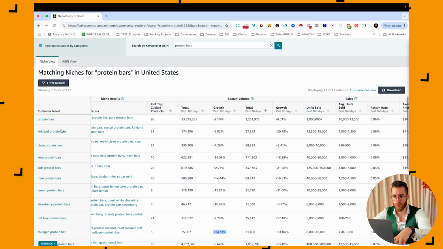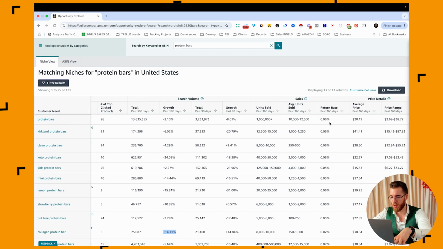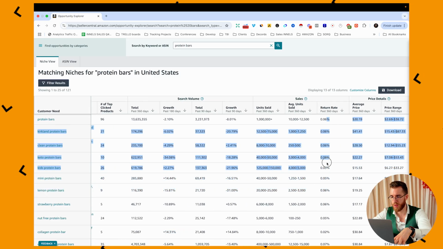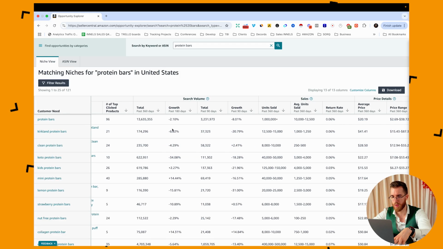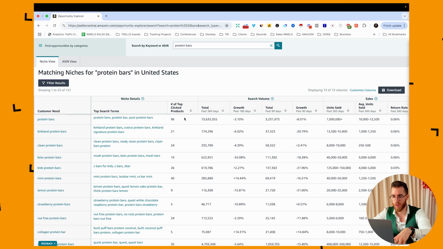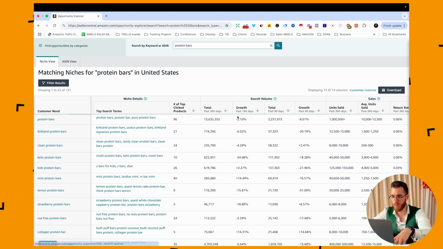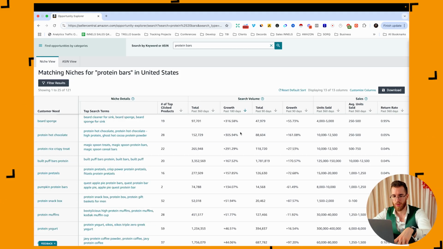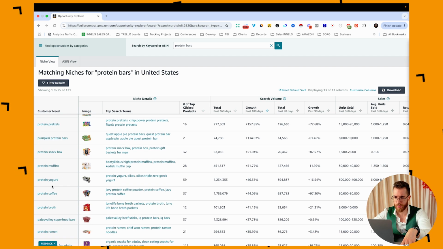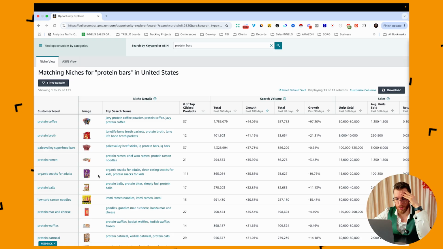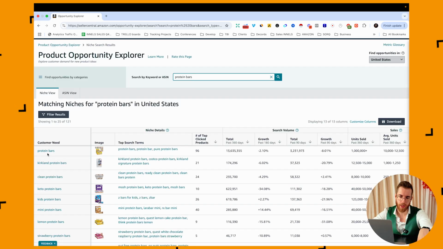You also get insights on how many units in total were sold for this search term. You can see return rates, which is also important to identify what you can expect, as well as average price and price range. You can also filter here. Let's say I want to see only the search terms with the most growth in searches over the past year. Then we can filter like this, and we can see protein hot chocolate. Not all of them are super relevant, but most search terms will be. I will take as an example the main keyword still, protein bars.